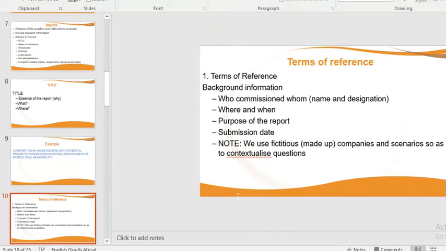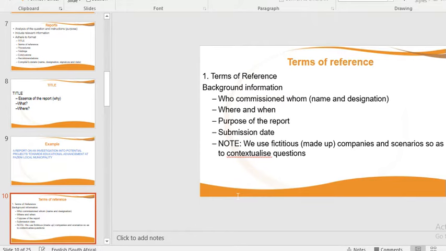Terms of reference. Number 1. Terms of reference. Background information. Who commissioned whom? Name and designation. Where and when. Purpose of the report. Submission date. Note: we use fictitious, made up companies and scenarios so as to contextualize questions.